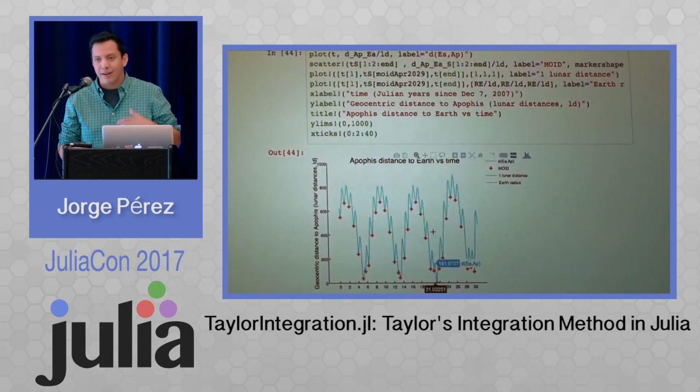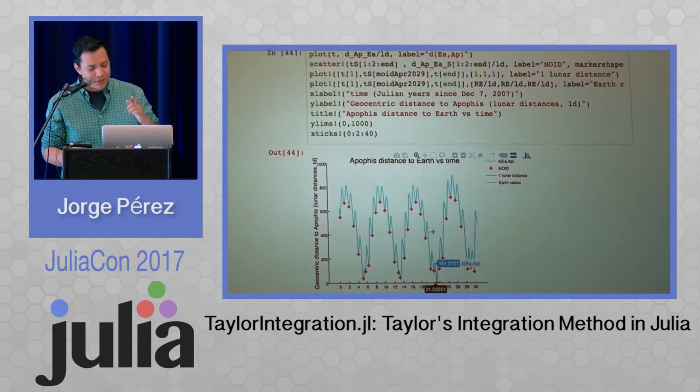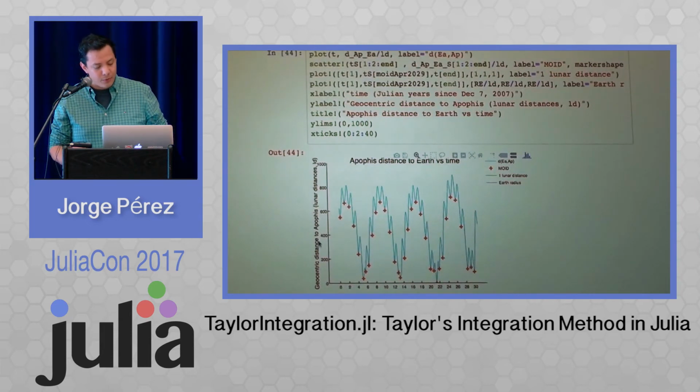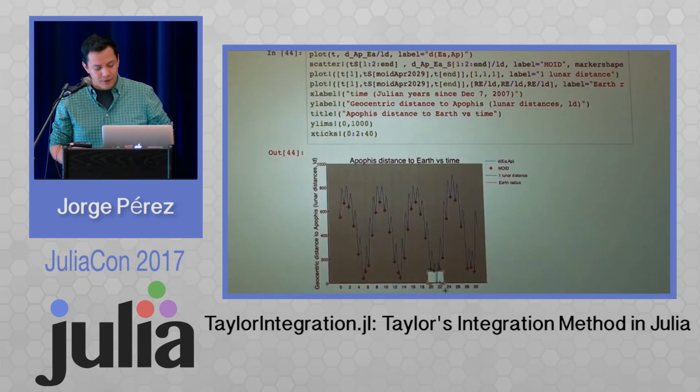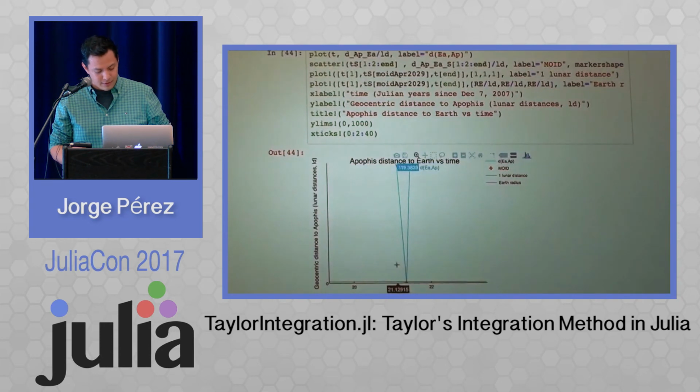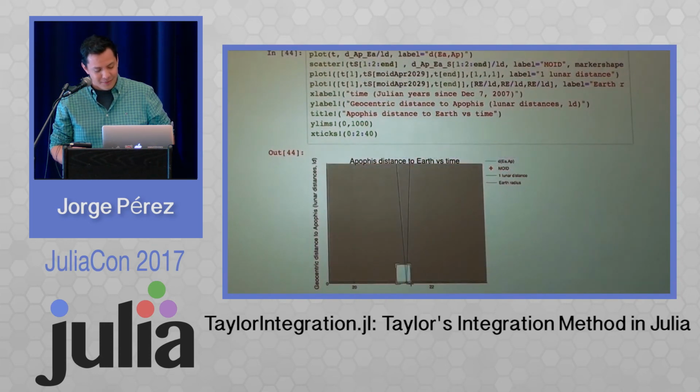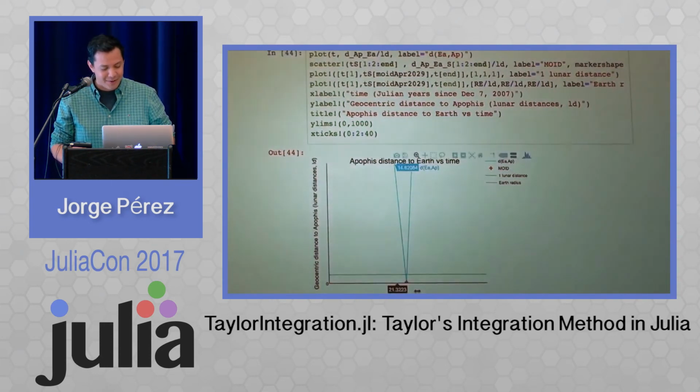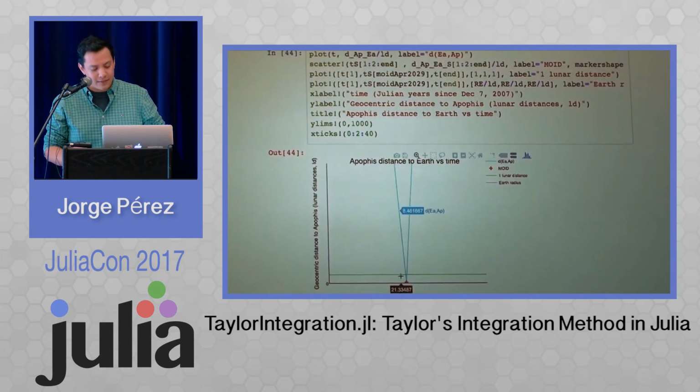Okay, so now how close is Apophis gonna be? Okay, so we built this plot. We are plotting the Earth-Apophis distance versus time, and what we can see here is that we have to zoom a little bit. So the green line is the lunar distance, the distance to the moon.